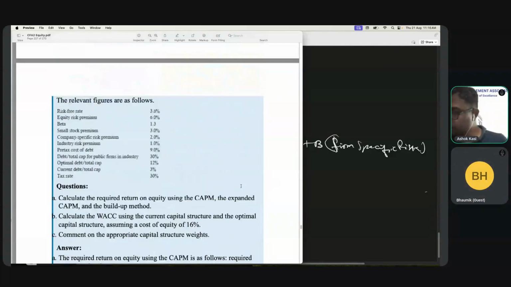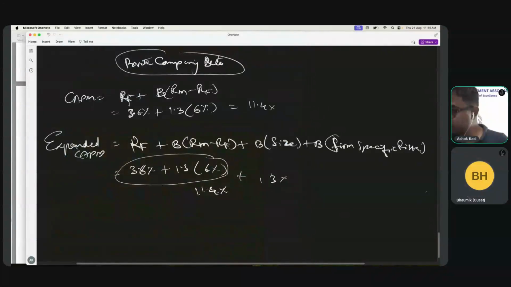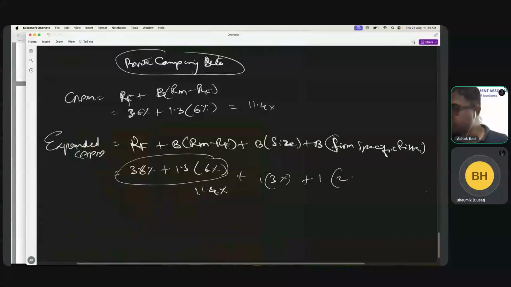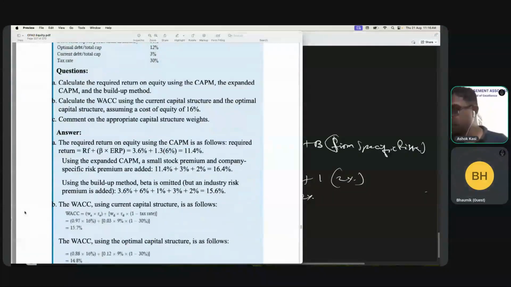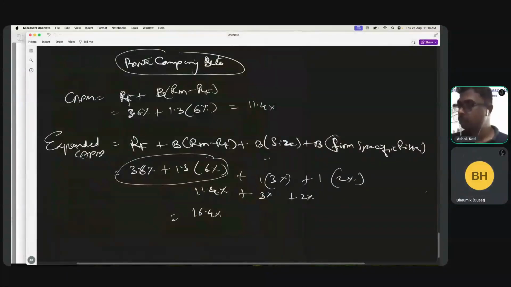So beta is not given, so we'll take it as 1. Plus the firm-specific risk, that means company-specific, 2 percent. So plus 3 percent plus 2 percent gives 16.4 percent. This you have to remember: size and firm-specific premiums will be added up.